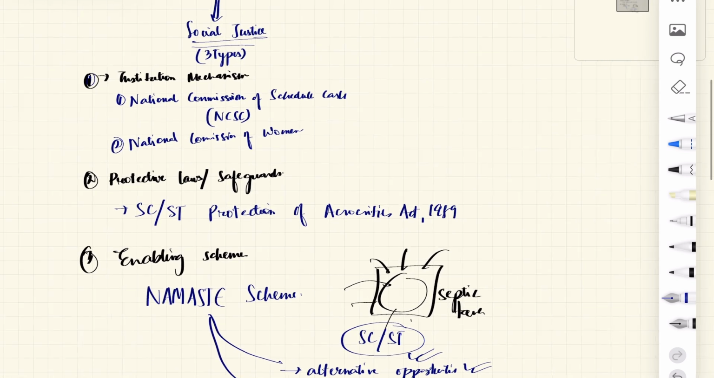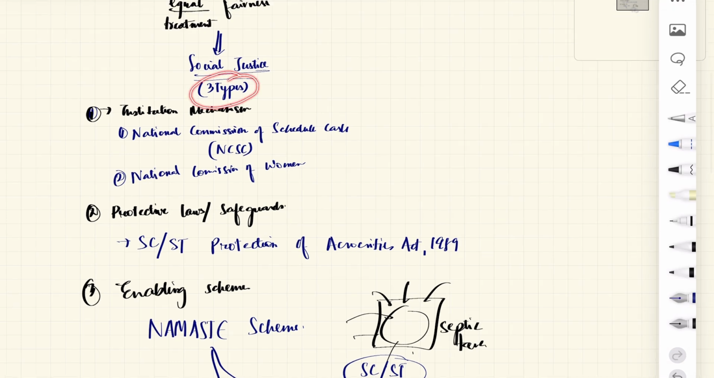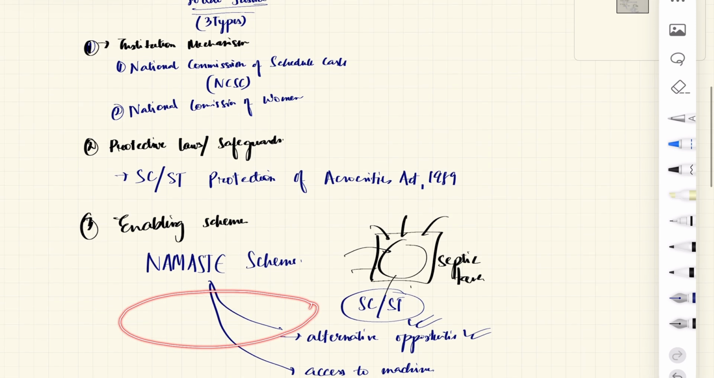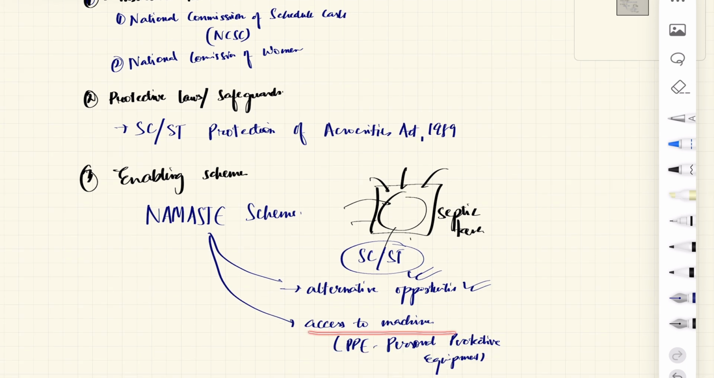So we have seen three mechanisms, right? Three types. One is the institutional mechanism. The second is protective laws or safeguards, and the third is enabling schemes. We have seen the National Commission for Scheduled Castes, the National Commission for Women, the Scheduled Caste and Scheduled Tribe Prevention of Atrocities Act 1989, and the Namaste scheme for scheduled caste and scheduled tribe people, so that they can get alternative opportunities, or access to some machines like personal protective equipment.